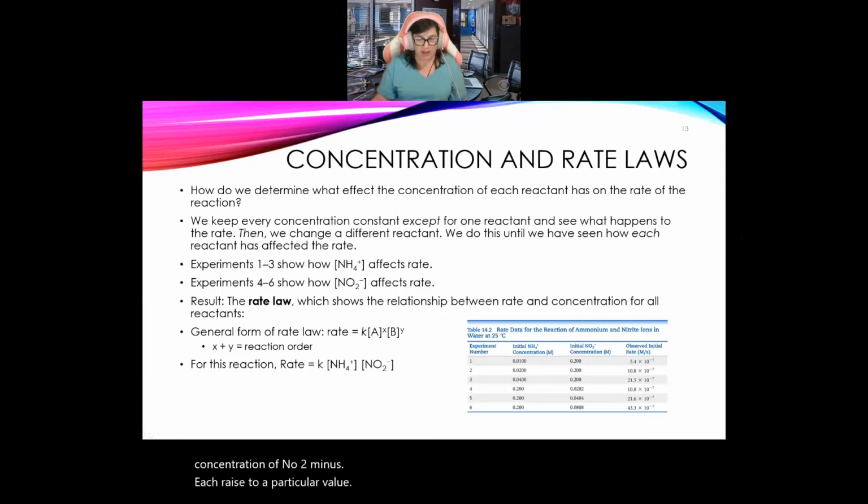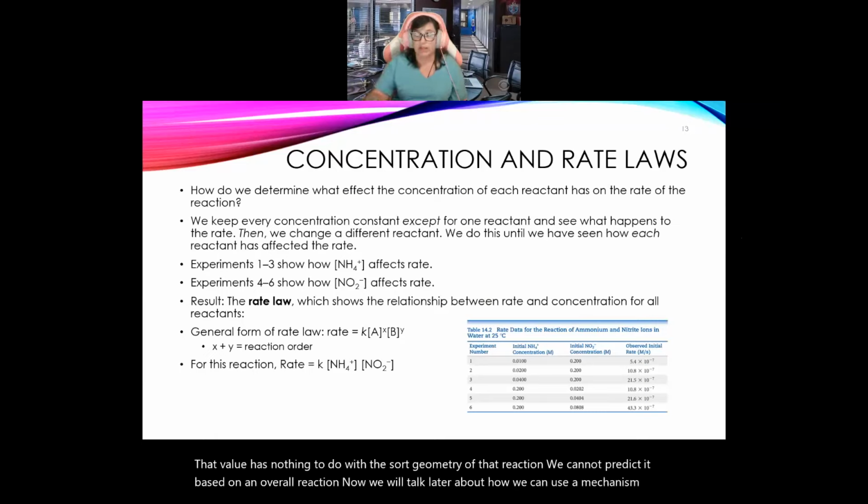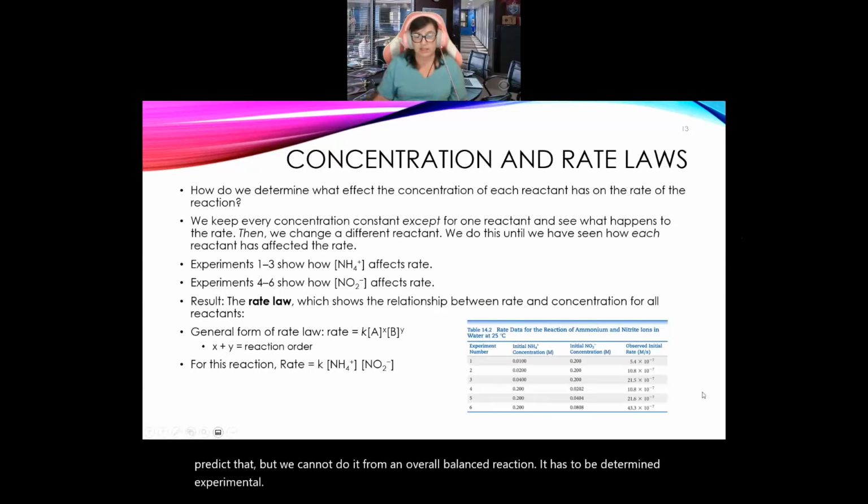That value has nothing to do with the stoichiometry of that reaction. We cannot predict it based on an overall reaction. Now, we will talk later about how we can use a mechanism to predict that, but we cannot do it from an overall balanced reaction. It has to be determined experimentally. And that's what this data is used for, is to be able to do that kind of thing.